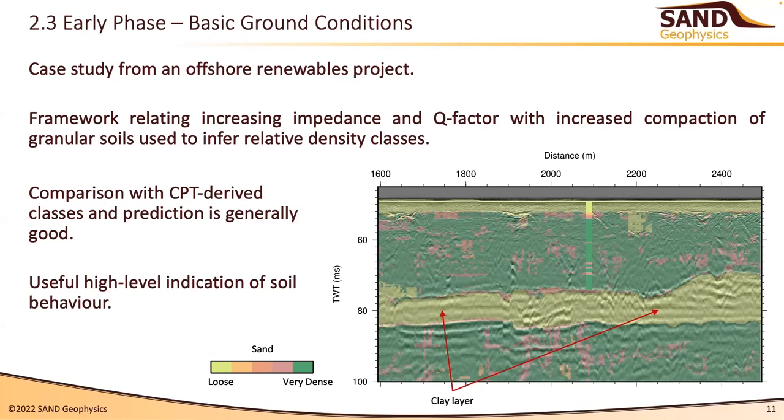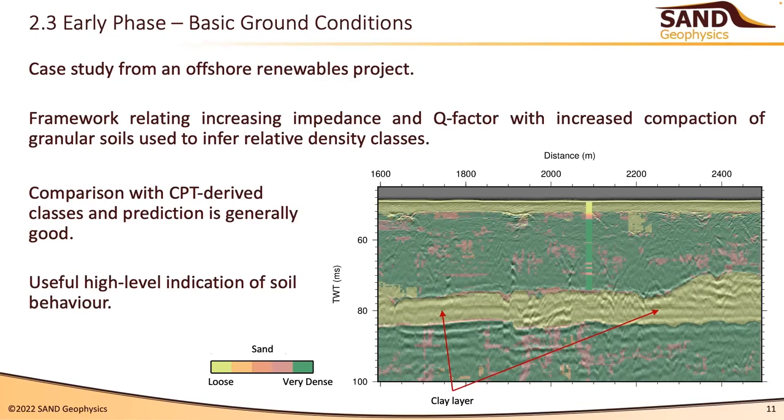The data we see here is essentially showing an example of that from the Southern North Sea. It's mostly a sand section. There's one layer that's definitely clay, at around 80 milliseconds two-way time, but above and below it, it's sand dominated. You can see that we've separated the sand out into five classifications, from loose sand, which is yellows, through oranges into greens, which are very dense sands. On top of that data, we've then overlaid the same sort of classification, but based on CPT tip resistance results. And you can see there's pretty good agreement between those two data sets.